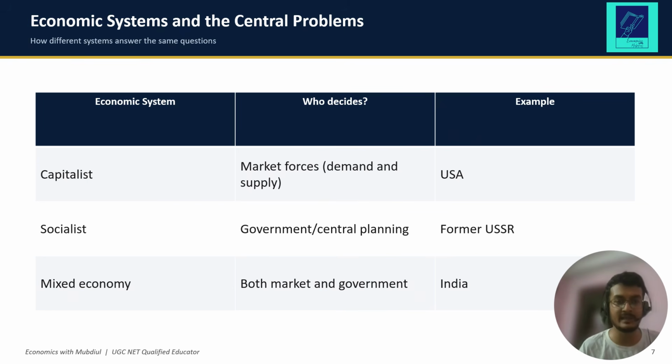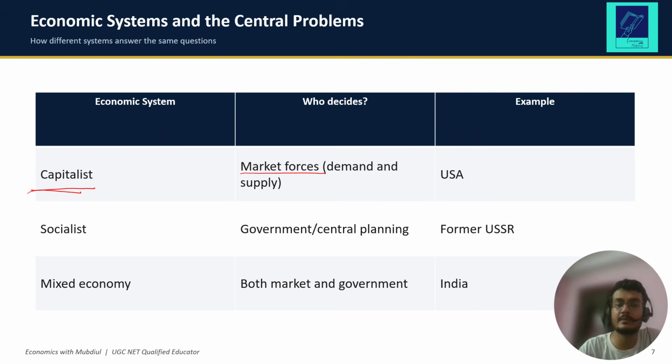The first system is the capitalist economy. In this system, the market forces allow us to make the decision. That means the forces of demand and supply determine what gets produced, how it gets produced, and for whom it gets produced. Imagine a company notices that millions of people want electric cars. What will it do? It will produce more electric cars. Why? Because consumers are demanding it.